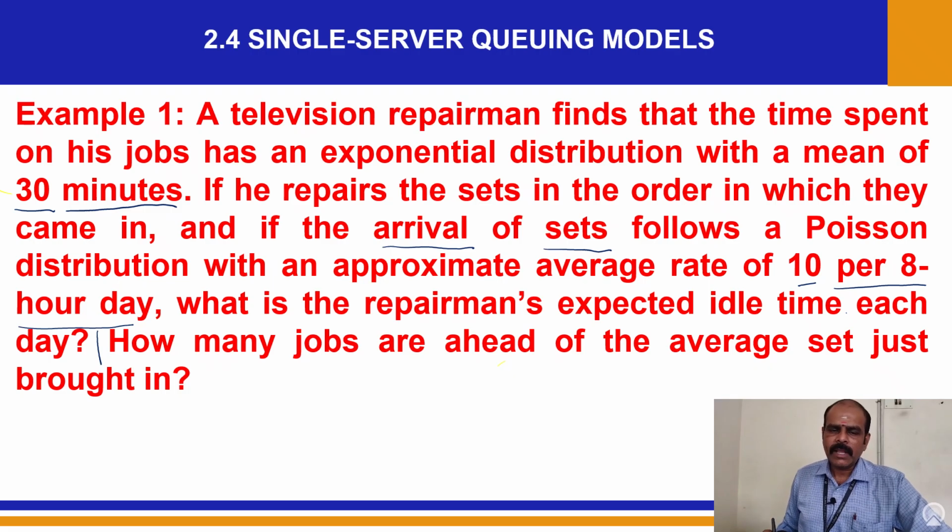Now arrival is like this. He works 8 hours a day, and the arrival rate is 10 per 8 hours. For each 8 hours he gets 10 products. So 2 questions have been asked. One is idle time, and the other is the average number of sets brought in, the average arrival into the queue. Now we'll solve the problem.